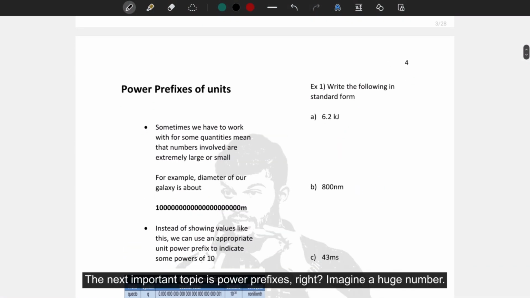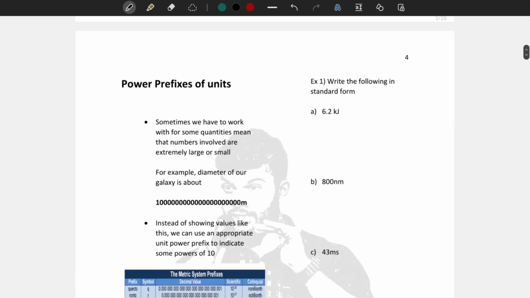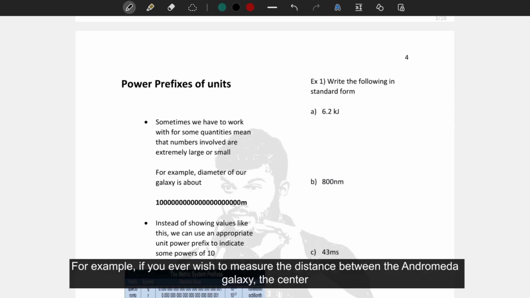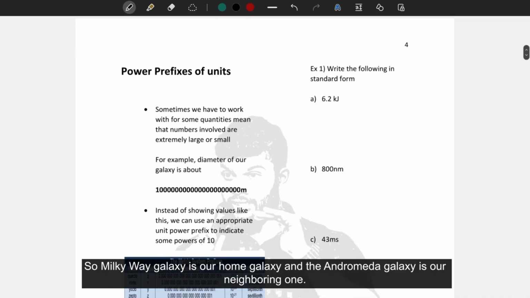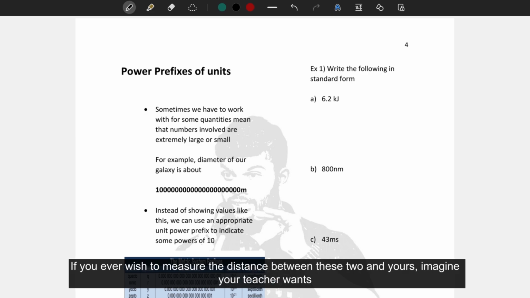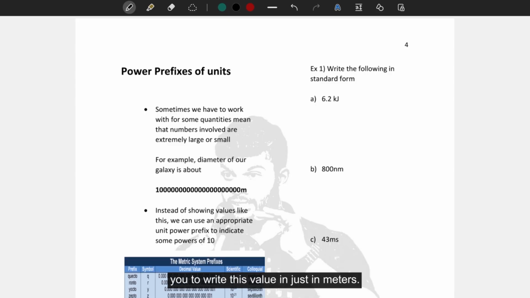The next important topic is power prefixes. Imagine a huge number. For example, if you ever wish to measure the distance between the center of the Andromeda galaxy and the center of the Milky Way galaxy. The Milky Way galaxy is our home galaxy, and the Andromeda galaxy is our neighboring one. If you wish to measure the distance between these two, and imagine your teacher wants you to write this value just in meters.